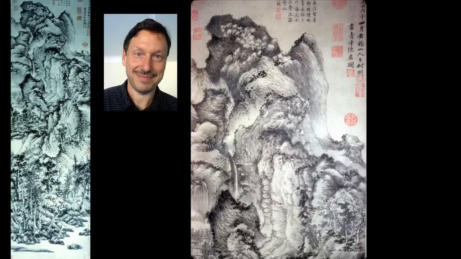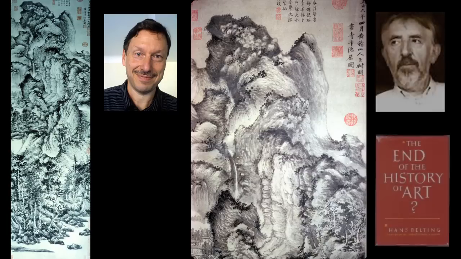Here, a photo of Jim Elkins. They kept his book from being published until he'd thoroughly rewritten it into arguments they found more tolerable. But the importance of recognizing that kind of parallel lies behind my use of the term post-historical for later Chinese painting, a term applied by its inventor, Hans Belting. Next, please. Here is Hans Belting and his book.